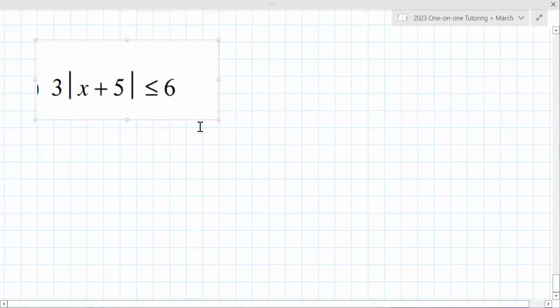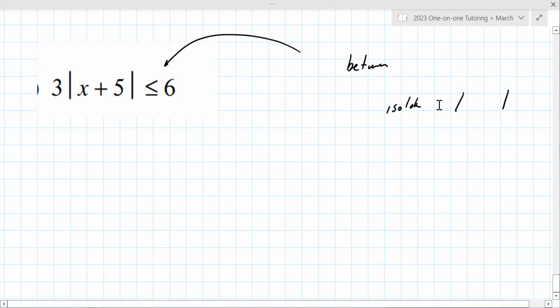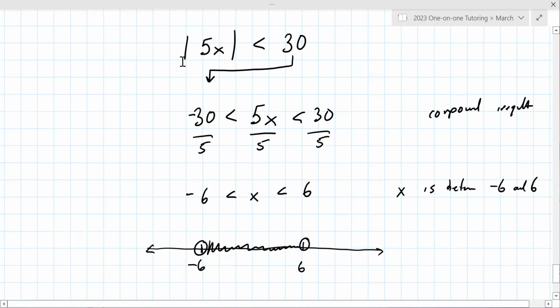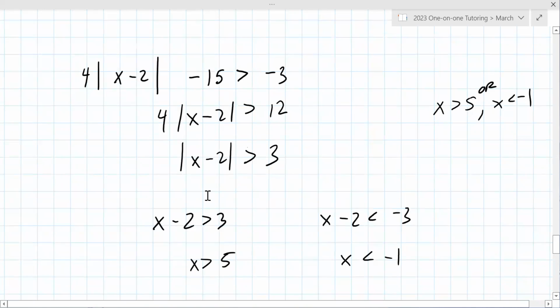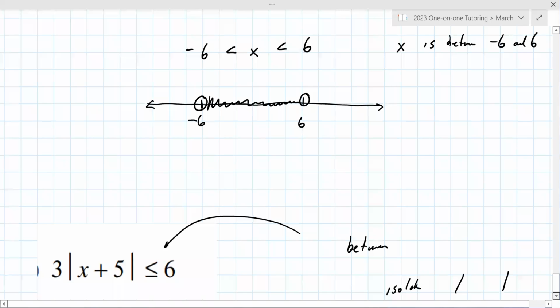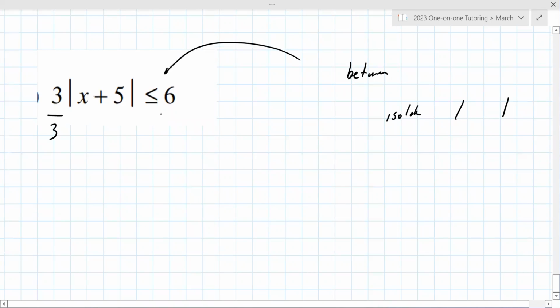Okay, it says 3 times the absolute value of x plus 5 less than or equal to 6. Because it's a less than or equal to, that is a between type problem. What you have to do though is you still have to isolate the absolute value. Just like in the previous problem, no matter whether it's greater than or less than, you have to isolate the absolute value. So first divide by 3. Absolute value of x plus 5 is less than or equal to 2.